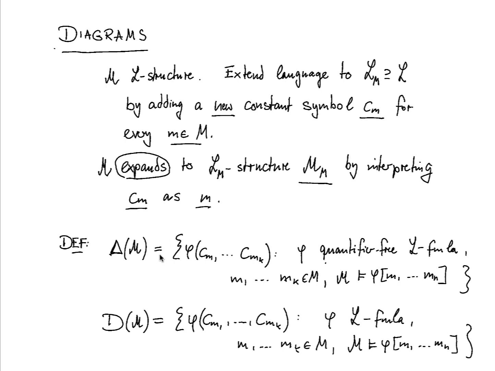And then we can form two sets of formulas. The one here is delta M. That's the set of all formulas phi(c_m1, up to c_mk), where phi is quantifier free. So that's important here. That is a quantifier-free L formula. And m1 up to mk are elements of M such that if I assign m1 up to mk to these positions, then this formula phi holds in M. Because we are restricting ourselves to quantifier-free formulas, this is called the simple diagram.